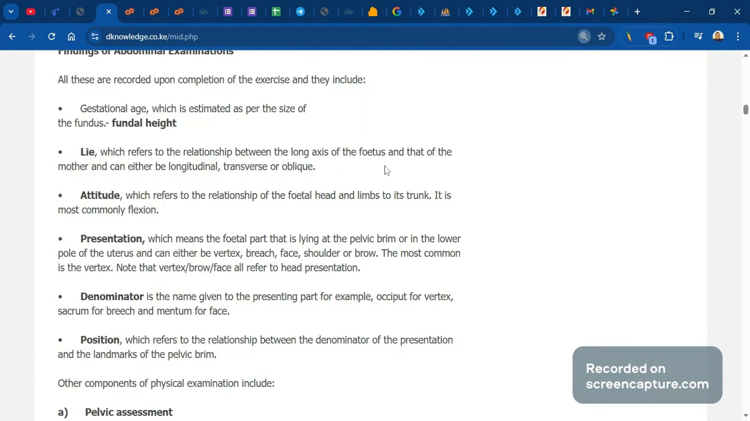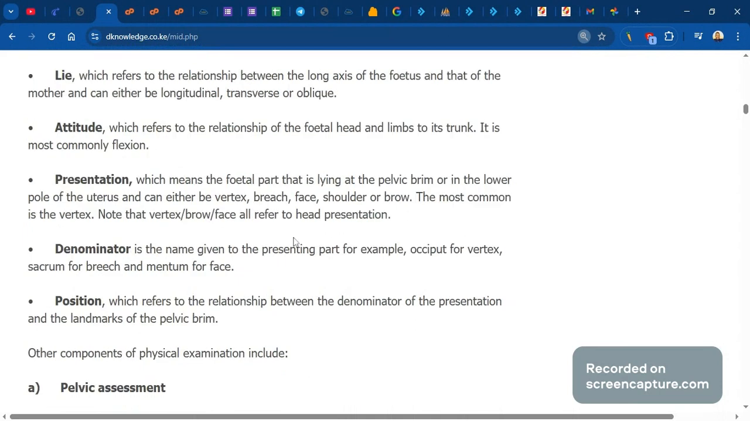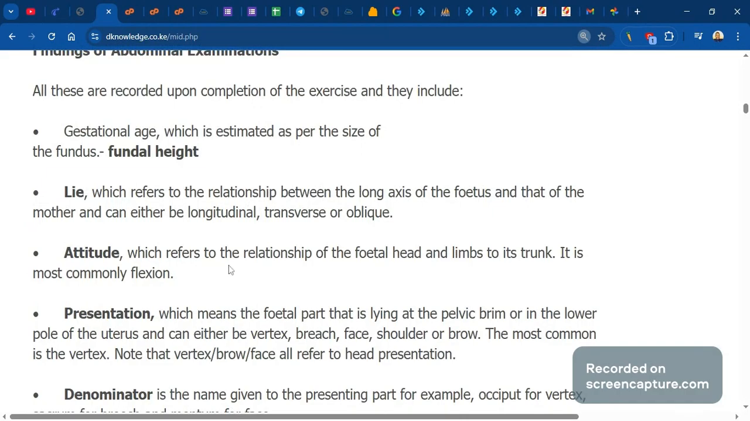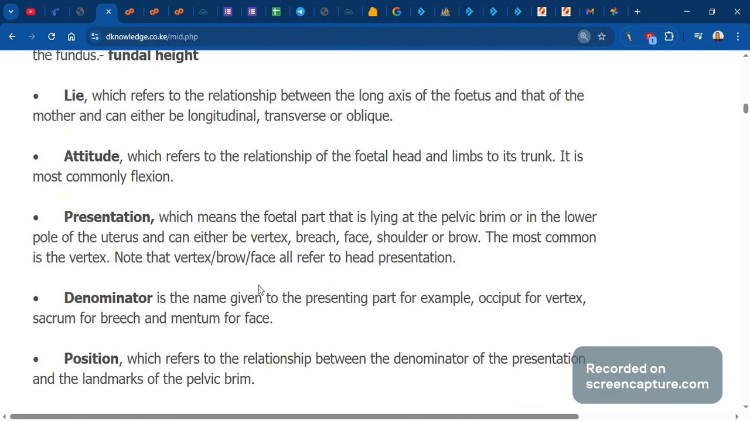Okay. Another important thing, let me try and zoom so that you can see what I'm presenting. So attitude is just the relationship of the fetal head and limbs to its trunk. It's most commonly flexion. Then presentation means the fetal part that lies at the pelvic brim or in the lower pole of the uterus, and can be vertex, breech, face, shoulder, or brow. Mostly we talk about vertex, which is the most common.